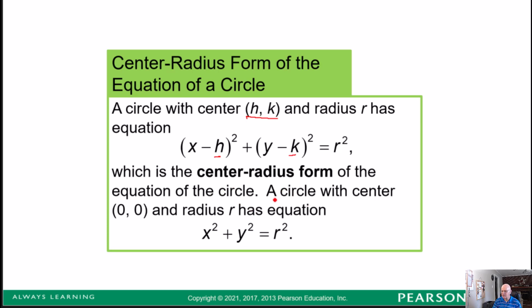So the easiest one is if you're at the origin. If you're at the origin, then h and k are both 0. So what you have is a circle with a center at 0, 0 has this equation. Nice and simple. They're not all quite that simple though, but that's a good starting point.